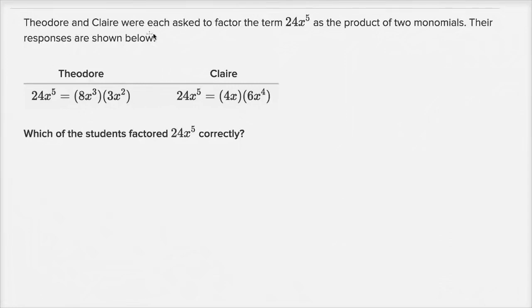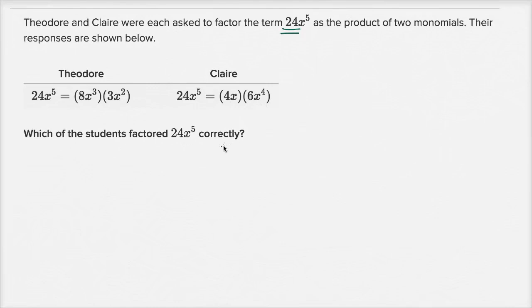Theodore and Claire were each asked to factor the term 24x to the fifth as the product of two monomials. Their responses are shown below. Theodore factored 24x to the fifth as 8x to the third times 3x squared. And Claire factored 24x to the fifth as 4x times 6x to the fourth. Then they ask us which of the students factored 24x to the fifth correctly.